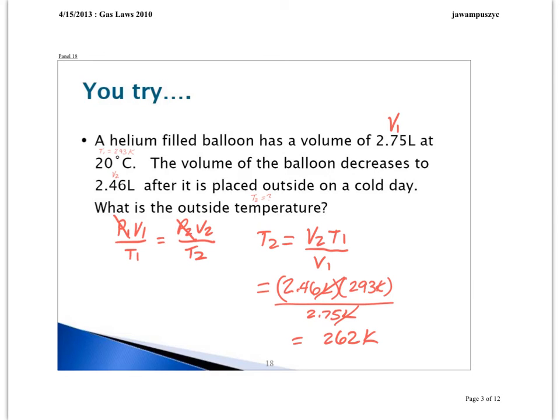Now, if the problem doesn't specify what units to have the temperature in, it's perfectly fine to leave it in Kelvin like this. But if the problem, for example, had said, what is the outside temperature in degrees Celsius, then we would have had to back out the 273 degrees, and you'll see we actually get a negative value here.